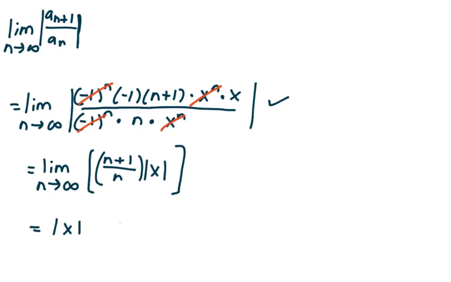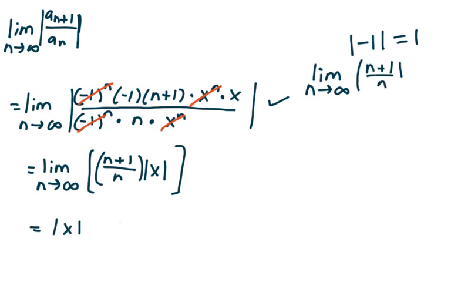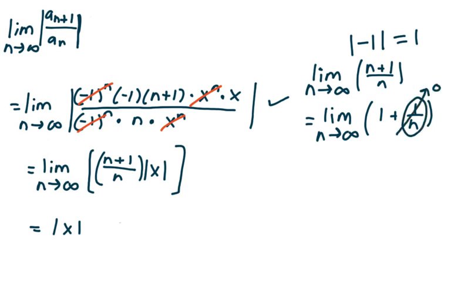And remember a couple of things. The absolute value of negative 1 is equal to 1, and if we look at the limit as n goes to infinity of n plus 1 over n, if I split this fraction up, I get 1 plus 1 over n. As n goes to infinity, 1 over n approaches 0, and so this is 1. And so we get the limit as n goes to infinity of n plus 1 over n times the absolute value of x, and that's the absolute value of x.